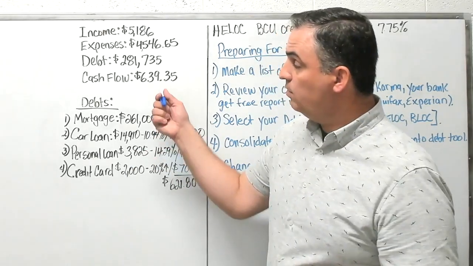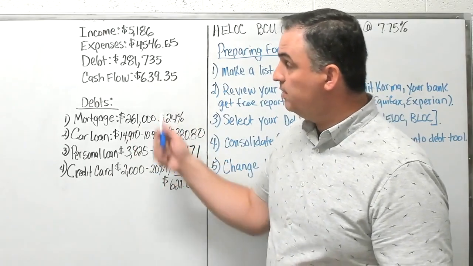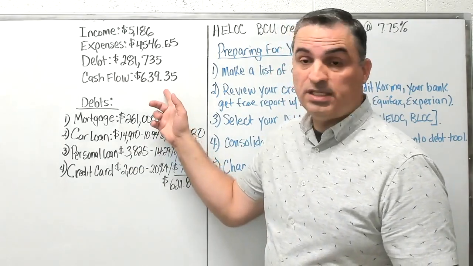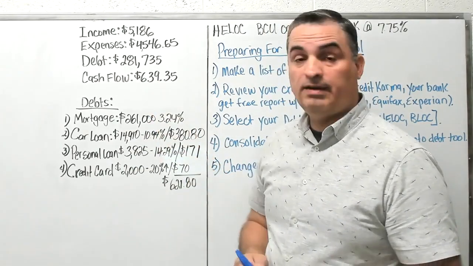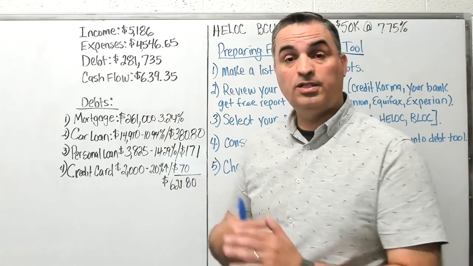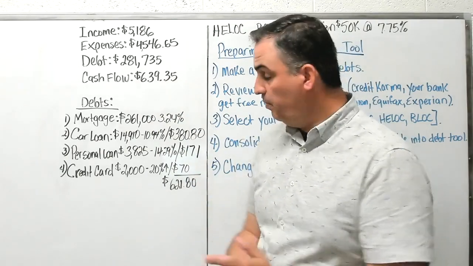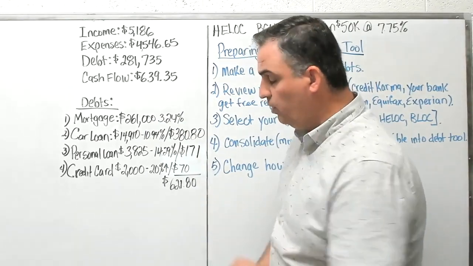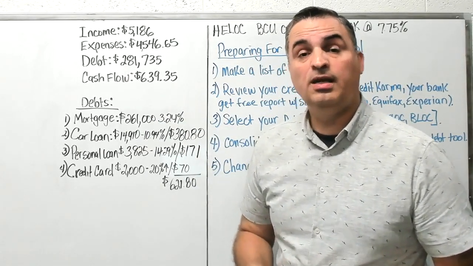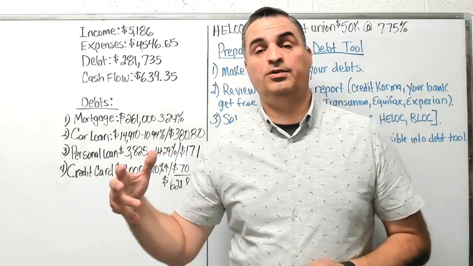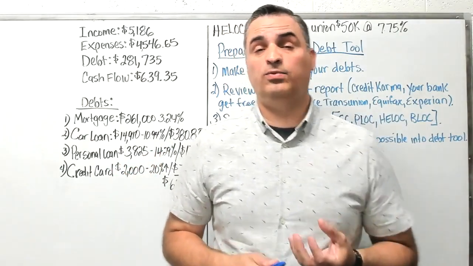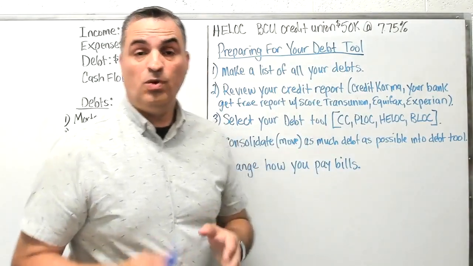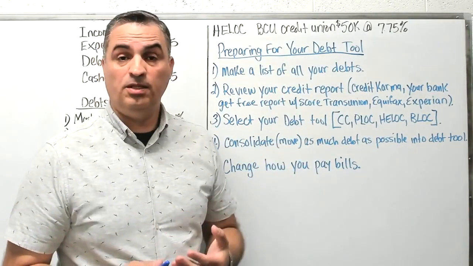Right now, his cash flow, because all these payments are being applied as expenses, is only $639.35. However, by starting to utilize this debt tool that we're preparing for, we're going to be able to free up an additional $621.80 potentially by moving that particular debt and putting it into the debt tool of our choice. That is important because that's going to help us to be the most successful.